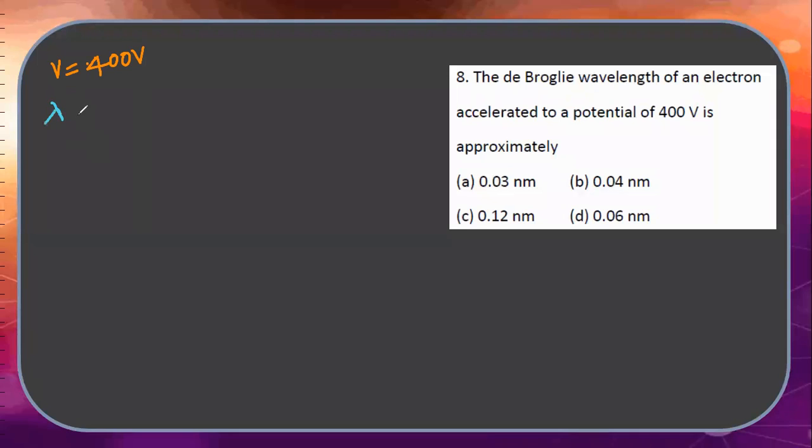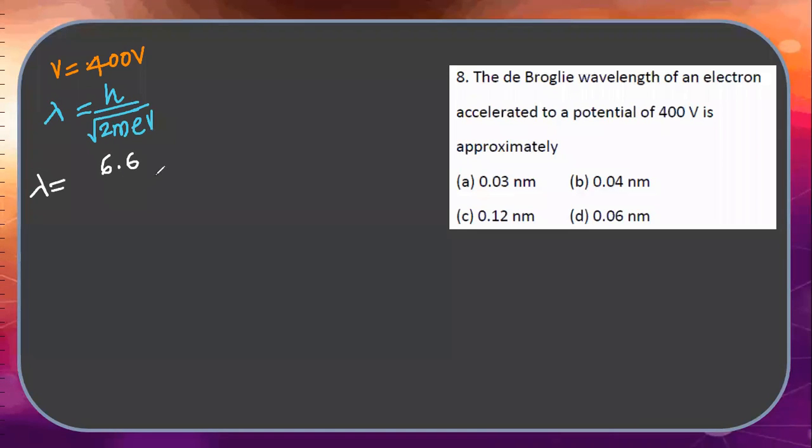Then lambda is equal to h divided by square root of 2m into VQ, or kinetic energy. Kinetic energy we can write as VQ or eV, Q for charge. Here e is the charge of the electron. Then lambda is equal to h.